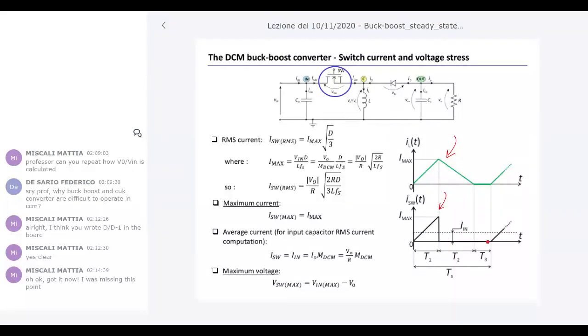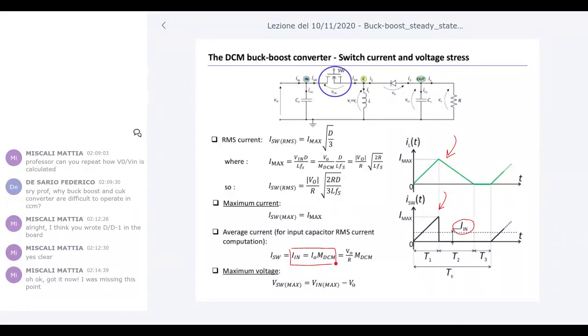You have to compute the root mean square value, and you have also to compute the average value, okay? About the average value, what we can say is that the average value of the current flowing through the switch is the same as the input current, because no DC current can flow through the input capacitor, always the same reasoning. So the average value is I in here. But the input current is always given by this expression here, which I employed several times during these lectures.